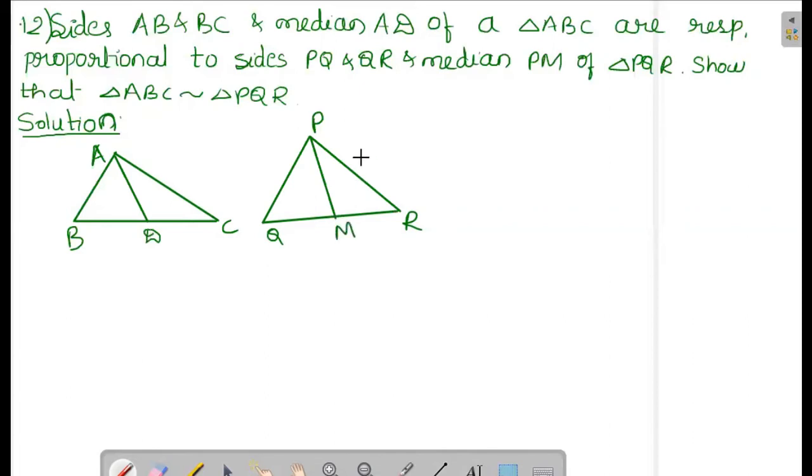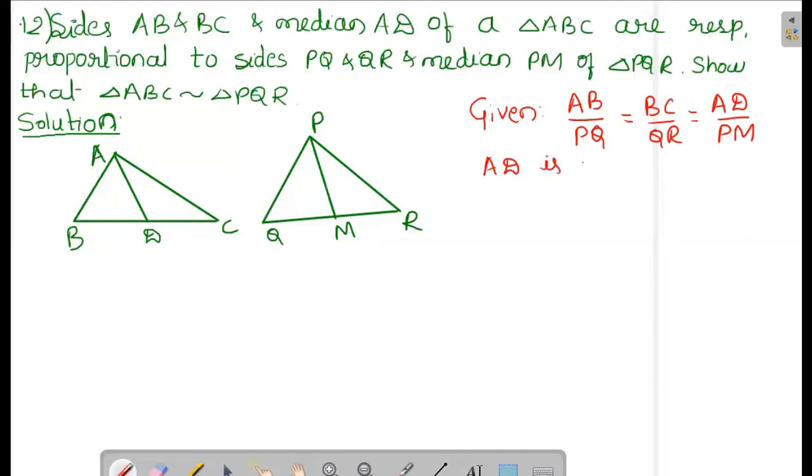It is given. Okay, so here the first part, that is sides AB, BC, median, they are proportional to PQ, QR, median PM. So what is given here? Given AB by PQ is equal to BC by QR is equal to AD by PM. It is given. And here AD is median and PM is median.